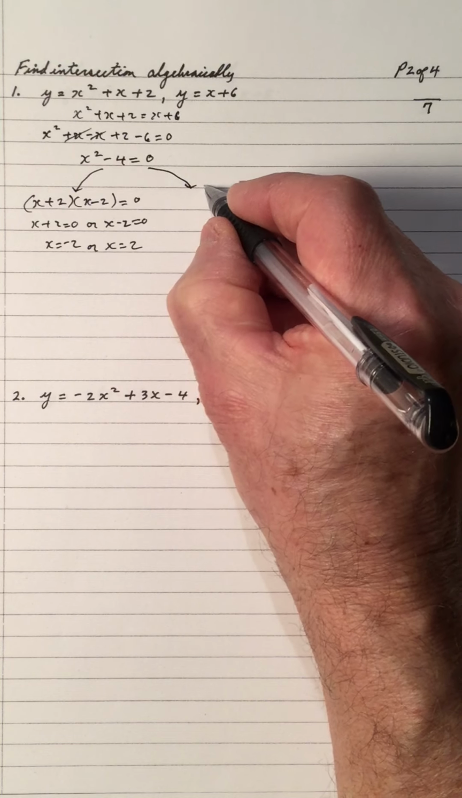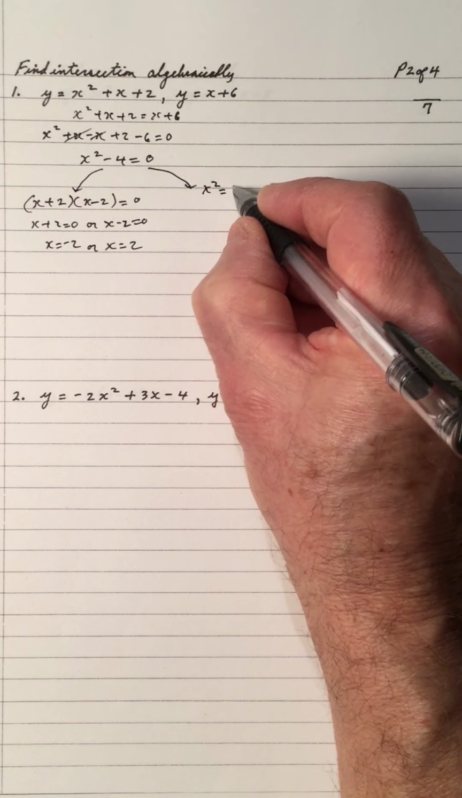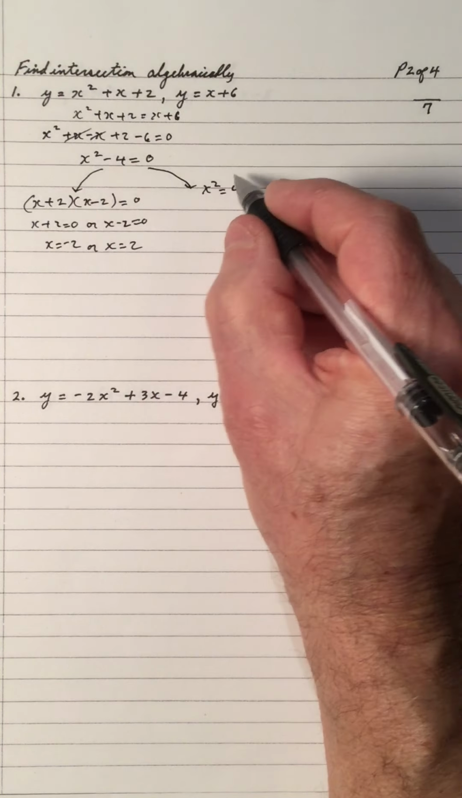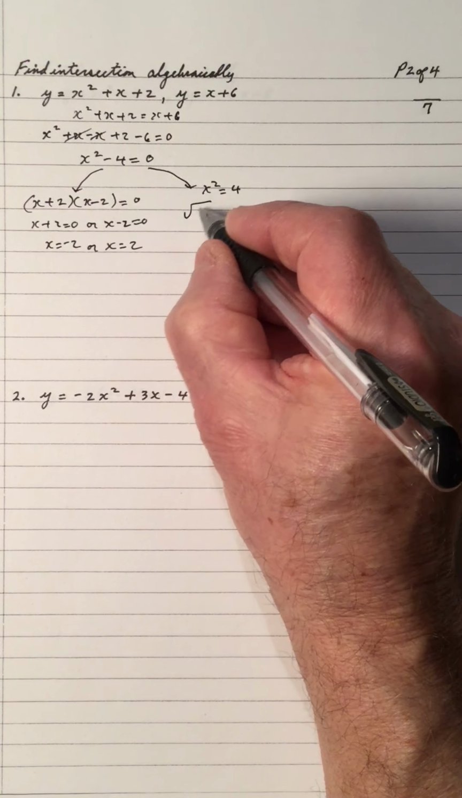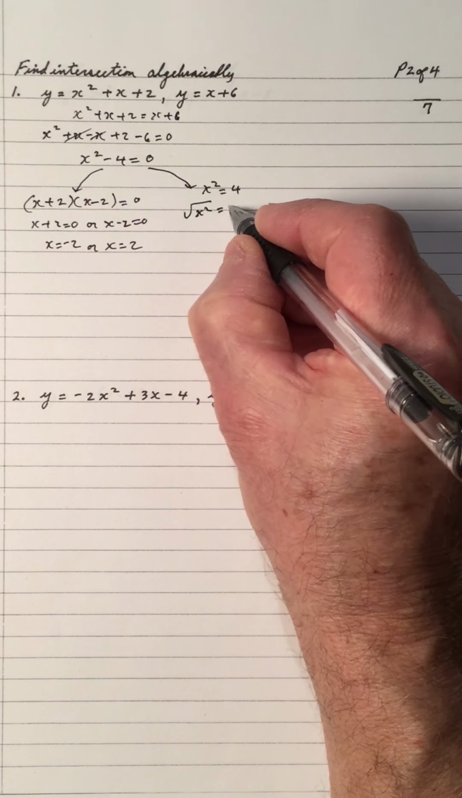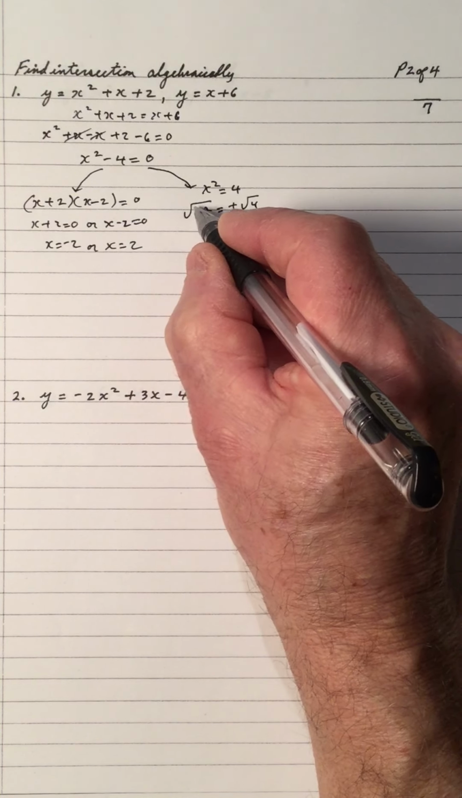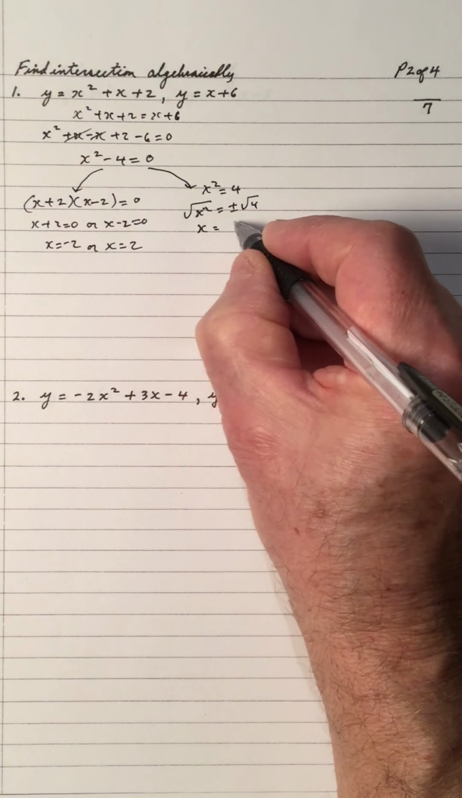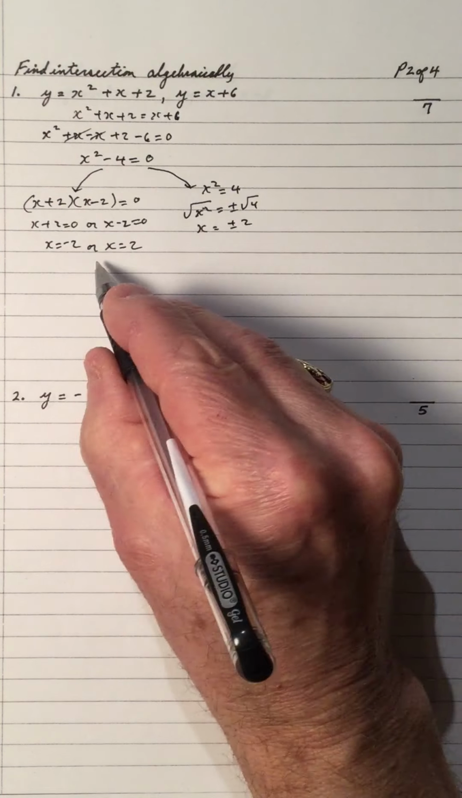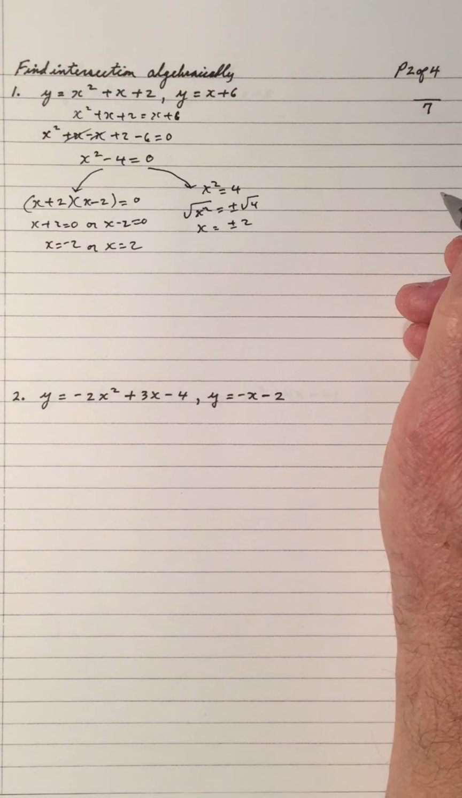Another way is to go x squared equals 4, move the 4 to the right side and make it plus. Do the square root of each side. But we got to do the plus minus on the 4. So square root of x squared is x, and plus minus 2. So there's two ways to get the answer.